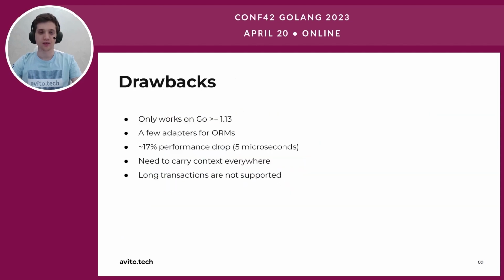Now we can see and repeat the drawbacks. The first is a limitation of the Golang version when the solution can work. The next one is that there are only 5 adapters, but there are more than 5 database drivers and ORMs in Go. However, only 70 new lines can solve it. Third one, the solution consumes about 17% more than without it, or 5 microseconds. Next one is passing context everywhere. And finally, the solution does not support long business transactions, but the unit of work pattern can solve it.